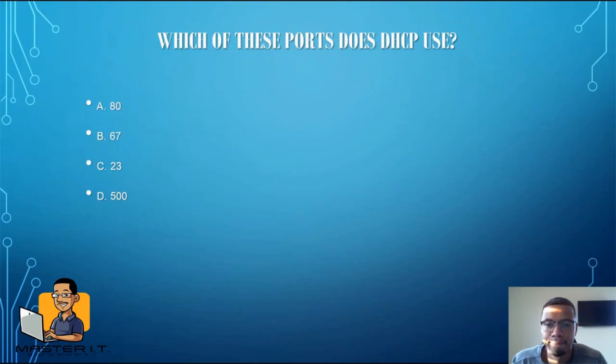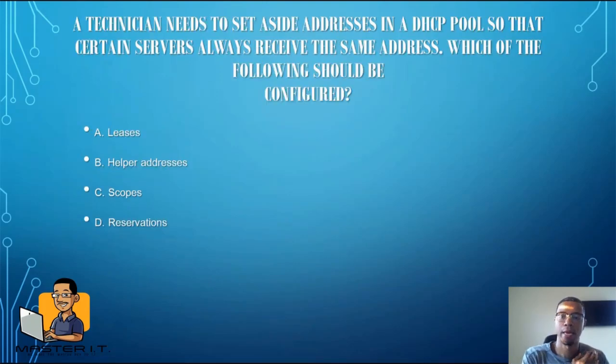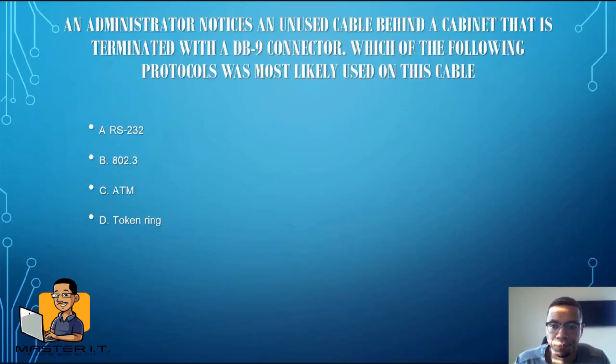Good. Which of these ports does DHCP use? Out of those ports right there, which one would DHCP use? Perfect. 67. Easy. A technician needs to set aside addresses in a DHCP pool so that certain servers always receive the same address. Which of the following should be configured? What do we think? Easy. You've got to reserve that IP address, so you've got to set up reservations.